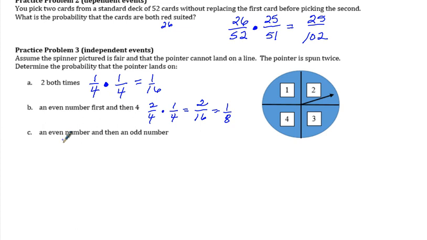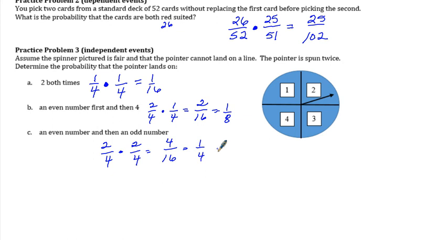And then finally an even number and then an odd number. An even number, we already said this, it's a 2 in 4 because there's 2 of them. And an odd number, there's 2 of those, so that's a 2 in 4. So you get a 2 times 2 over a 4 times 4, which reduces down to a 1 in 4 chance. Okay?